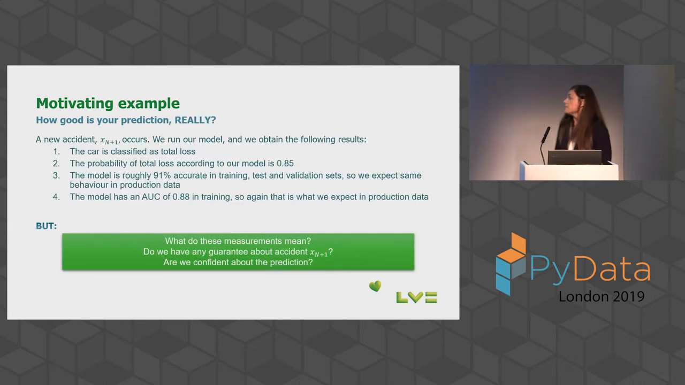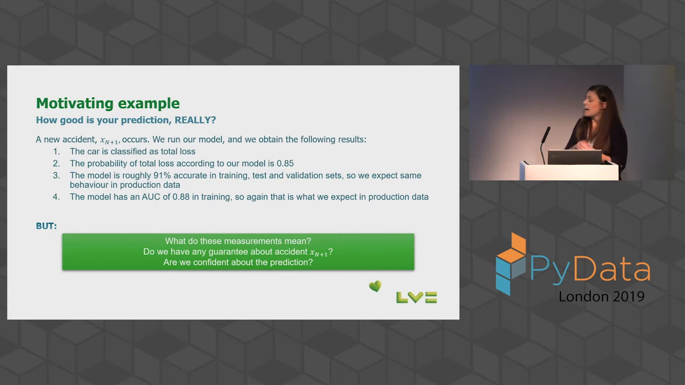An accident happens, we run our model, and the model says that this is a total loss. So the claim handler is looking at the total loss and thinking, is this true? So we think, let's give him more information. We give him the probability of being a total loss, and we tell him it's 0.85, so almost a total loss. But we cannot really believe that, because of how we compute it. Sometimes the probability that the classifier gives us is not even well calibrated.